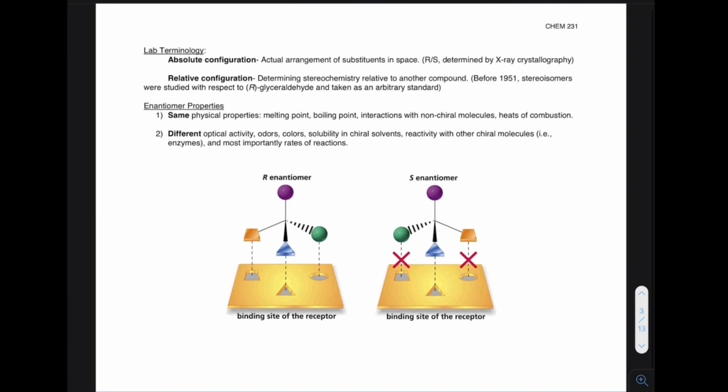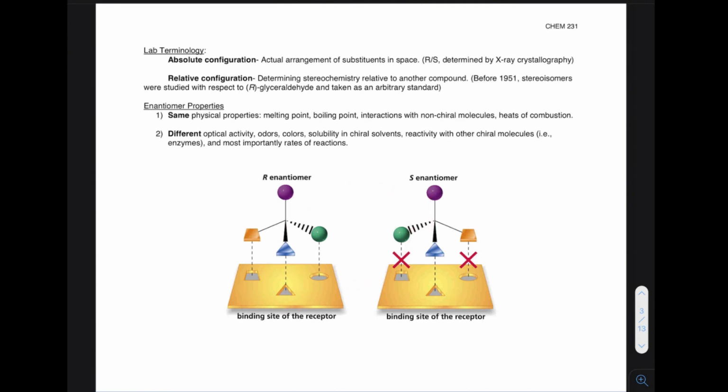So before we move on to some examples that we'll do in lecture, I just wanted to point out something kind of important. When we're talking about enantiomers, what's really important to note is that enantiomers have the same physical properties. There's nothing physically different about them: same melting point, boiling point, interaction with non-chiral molecules, and heats of combustion. But what is different about them is optical activity, which we'll talk about in the next video, their odors, sometimes colors, solubility in chiral solvents, so solvents with chiral centers, and reactivity with other chiral molecules, so enzymes.